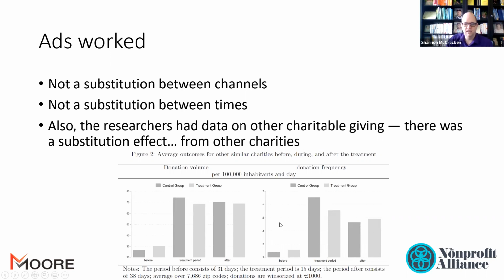So we can say, not only did Save the Children Germany get donations because of their ad campaign, they were taking them, so to speak, from other organizations.